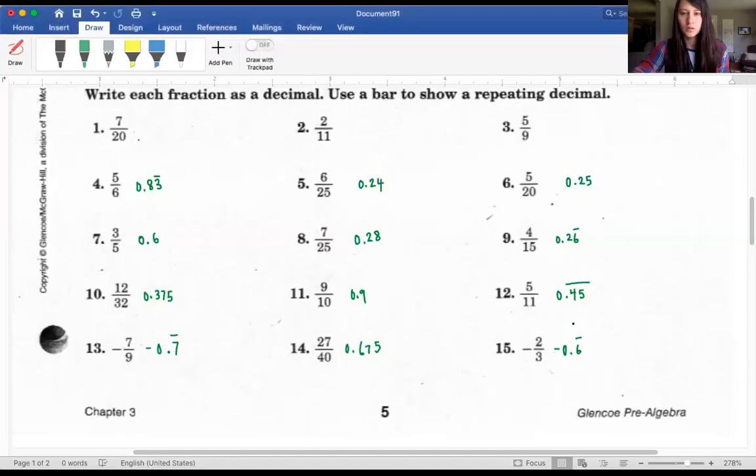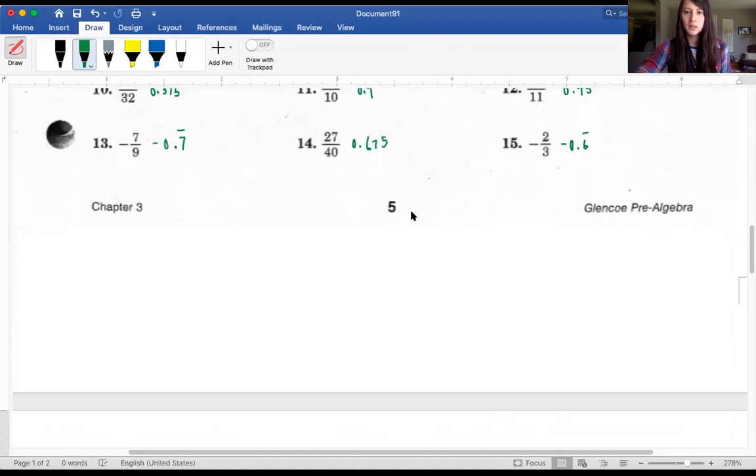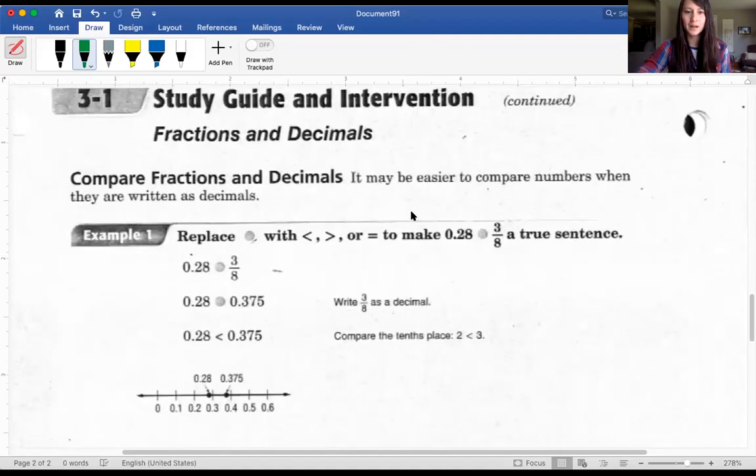Okay, let's take a look at your answers. So if you want to pause this and just check, you are welcome to. I'm not going to sit here and go over all the answers with you because you can pause that and take a look. Let's look at the bottom or the back of the study guide.